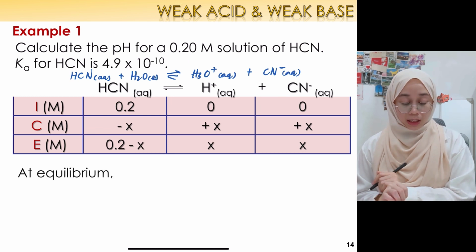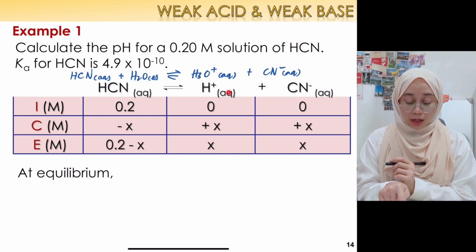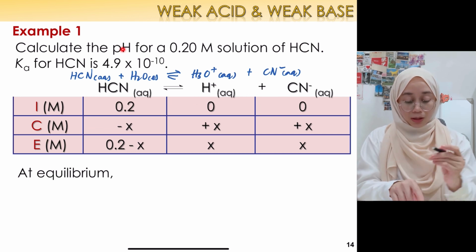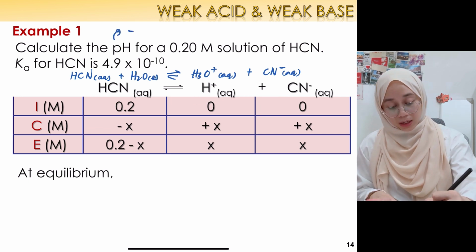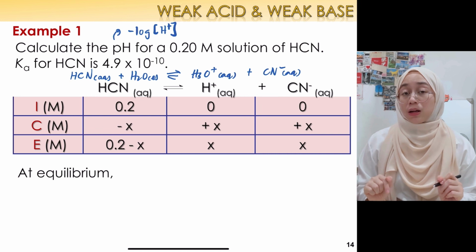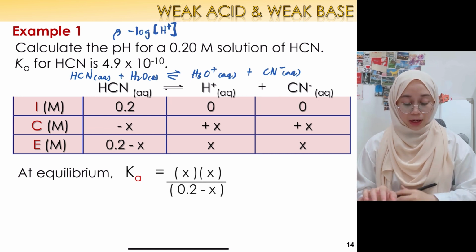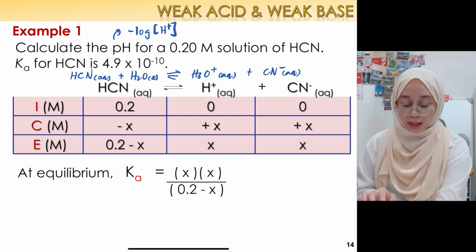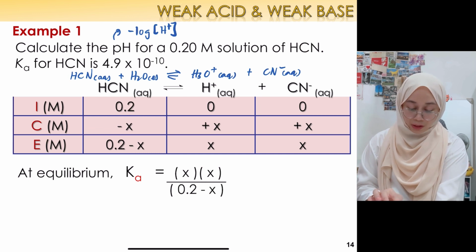So kita nak kena cari concentration of H plus. In order untuk dapatkan pH kan, kita tahu that pH kat sini adalah negative log concentration H plus. So concentration H plus pula equals to X. So we need to find the value of X then. Okay, so at equilibrium, so Ka equals to X squared over 0.2 minus X.